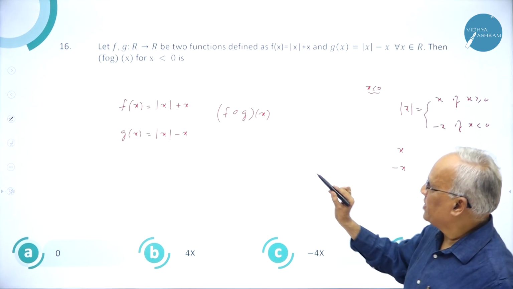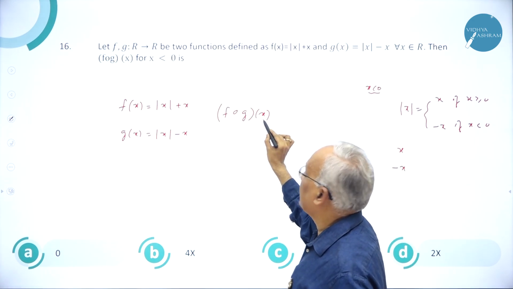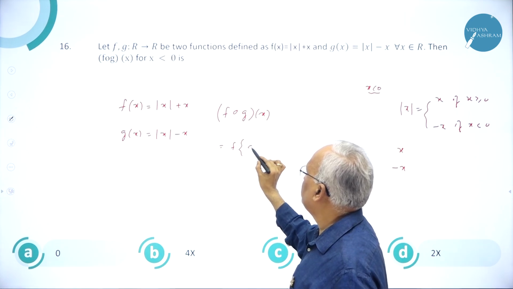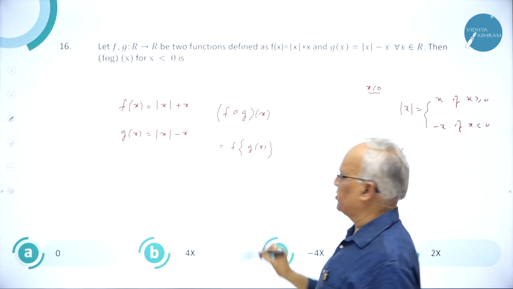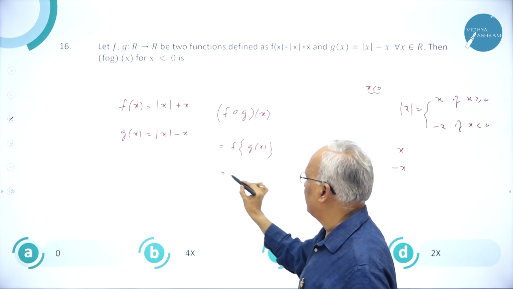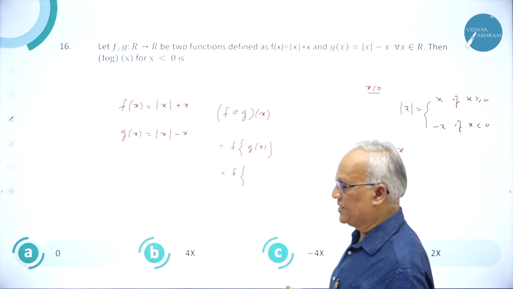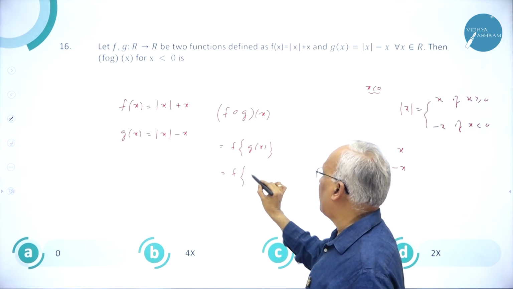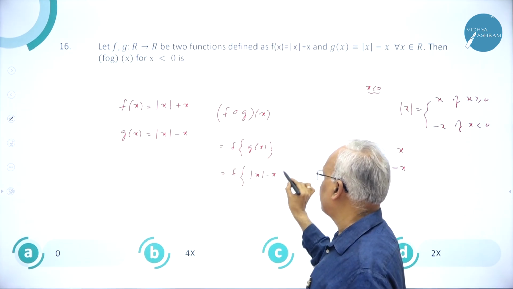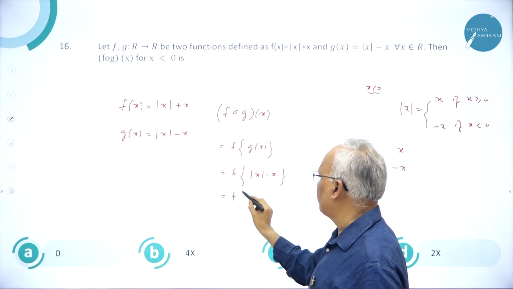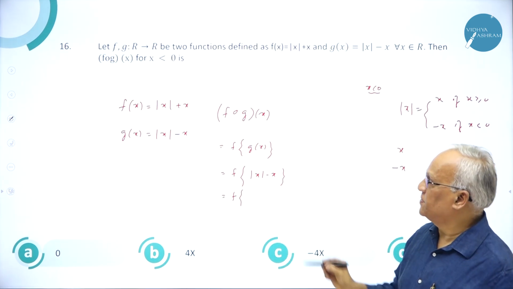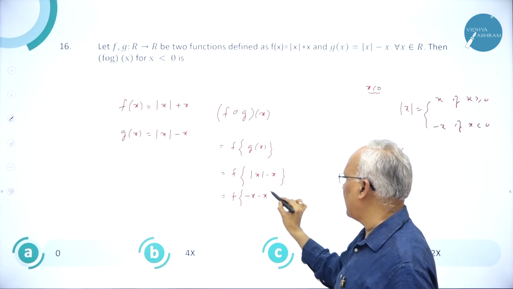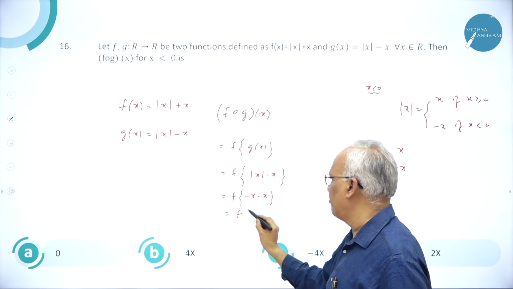So just see here, given that x is negative, please note. So this is equal to f of g of x. This is the definition of composition of function. Now g of x is mod x minus x. So mod of x minus x, which is equal to f of, tell me, is x negative or positive? Given to be negative, therefore mod x is minus x, minus this one as it is, which is equal to f of minus 2x.